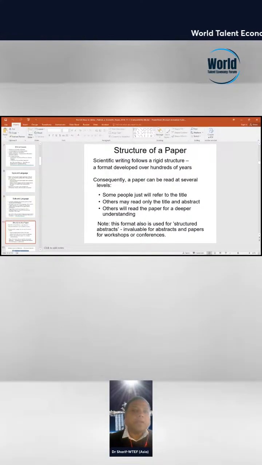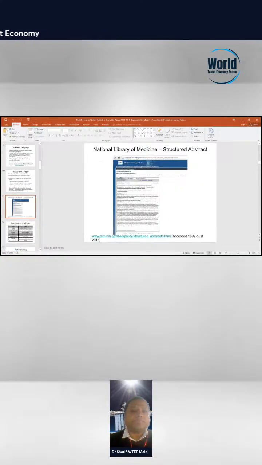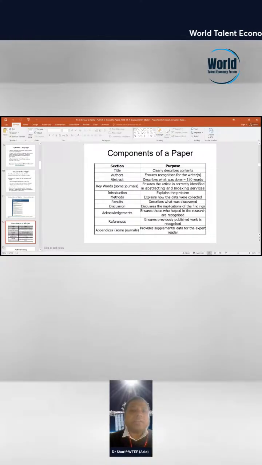So, structure of a paper: scientific writing follows a rigid structure, a format developed over hundreds of years. Consequently, a paper can be read at several levels. Some people will just refer to the title, others may read only the title and abstract, and others will read the paper for a deeper understanding. So these are the components. We do focus on title, author, abstract, keywords, introduction, method, results, discussion, acknowledgement, references, and appendix.